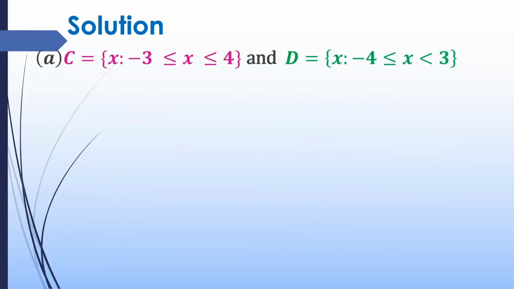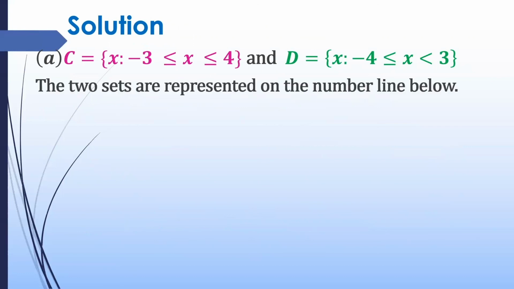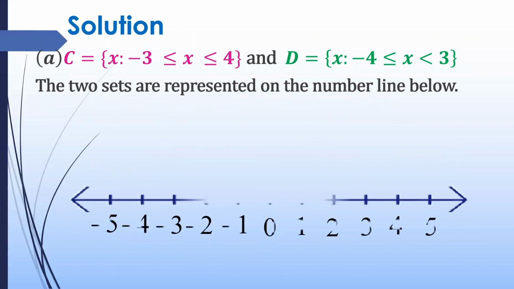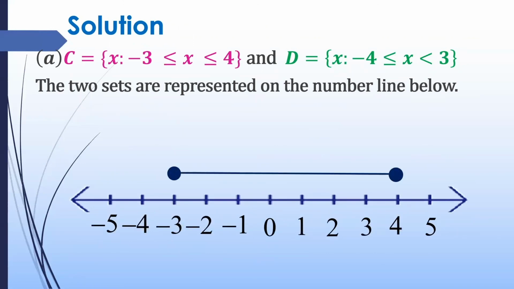The set C, X lies between -3 and 4. Both -3 and 4 are included. So here is the set C on the number line. Now for the set D, to find the union of C and D, I need to find C union D.